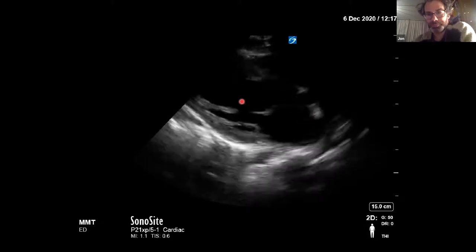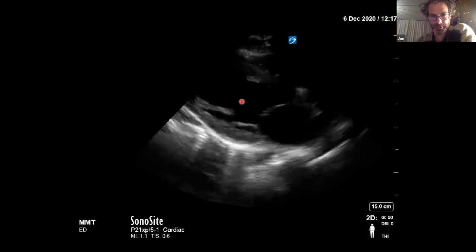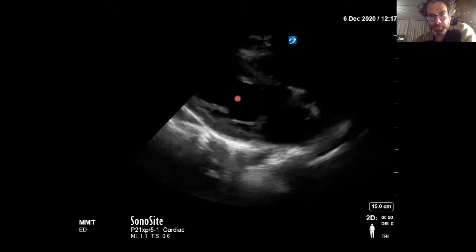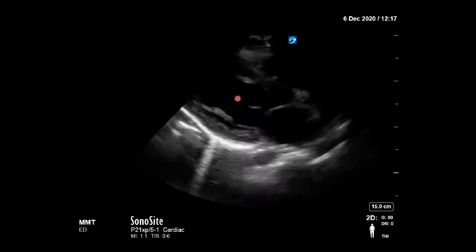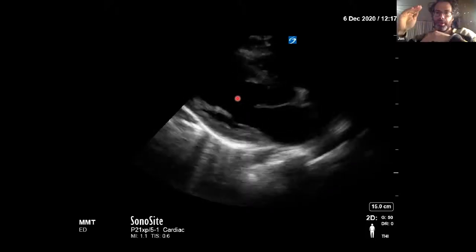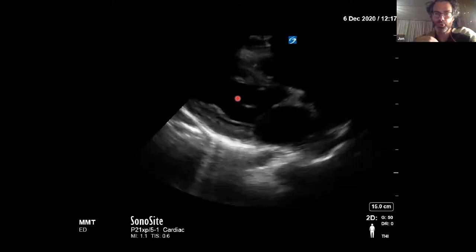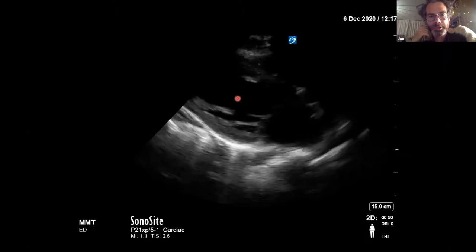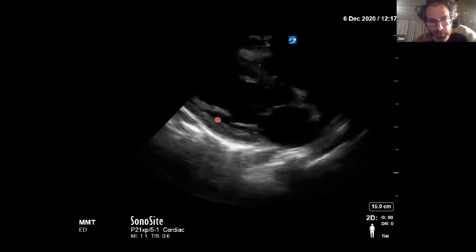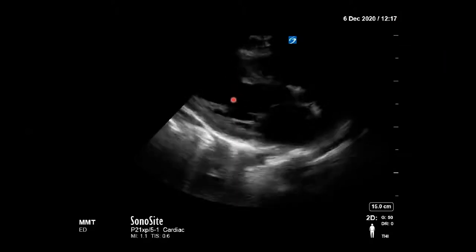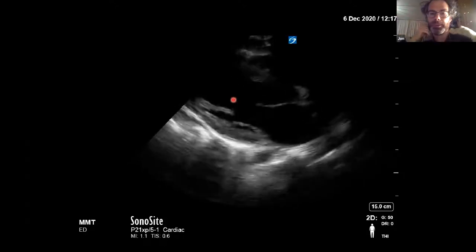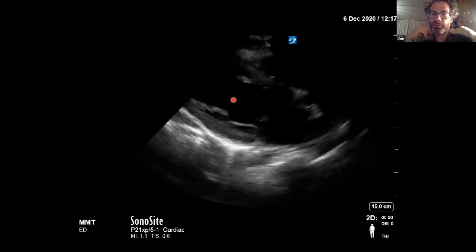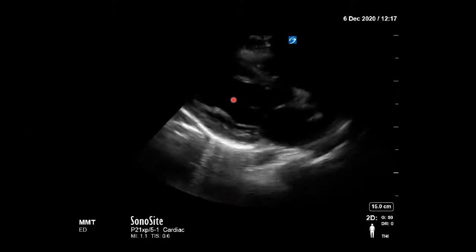A nice way to eyeball LV function is to imagine a point in the middle of the LV where I've got my laser pointer hovered. The walls should come in towards that point by about a third. So fractional shortening should be about a third, 30%, which relates to a normal ejection fraction. If you look at how much this free wall and this septum move towards that point in the middle, it's definitely less than a third, isn't it? So there's definitely impaired LV systolic function.